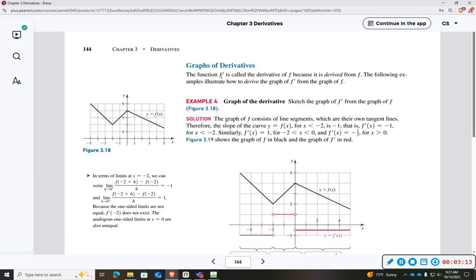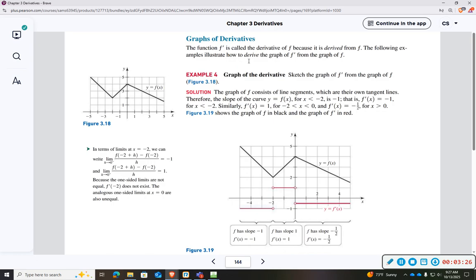Then we want to look at the graph of a derivative. So here they're saying we want to sketch the graph of a derivative, and they're explaining what's going on with these segments. So this black line is your original graph, and we talked about the derivative being the slope. If we look at the slope of this line, it is -1, and they're explaining this here. And so the derivative, which is the red graph, is just a horizontal line at -1.